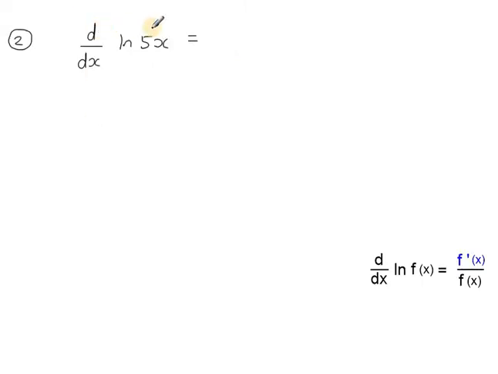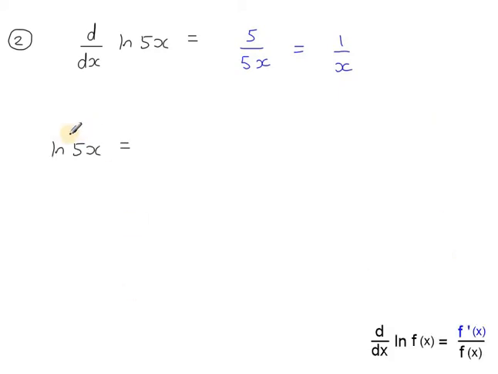Example 2, differentiating ln 5x. So the 5x, which is our function of x, goes into the denominator. If we differentiate our function of x, so differentiating 5x will give 5, and then the 5's cancel to give 1 over x.